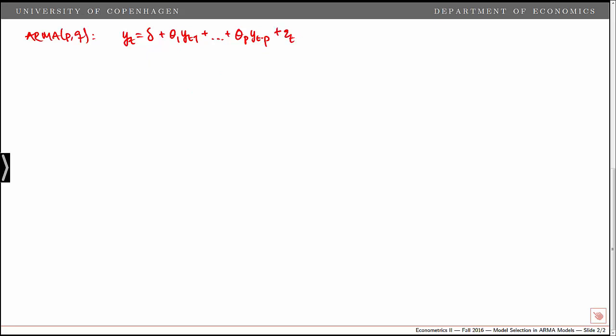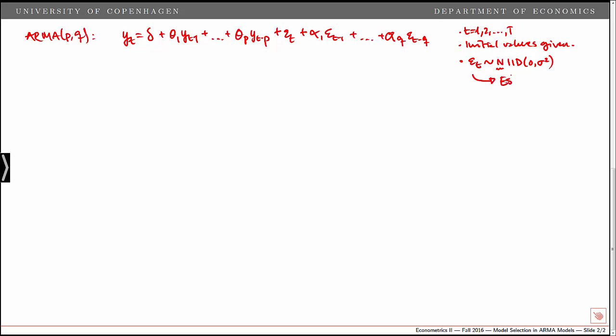Then we have epsilon_t, our innovation, and then we have the moving average part, alpha_1 epsilon_{t-1} all the way to alpha_q epsilon_{t-q}. We note that t is equal to 1, 2, all the way to capital T. We note that the initial values are given. And finally, we make a distributional assumption about epsilon_t. We assume here that it is normally distributed, and it's IID with mean 0 and variance sigma squared. So we can use this assumption to estimate the model by maximum likelihood.